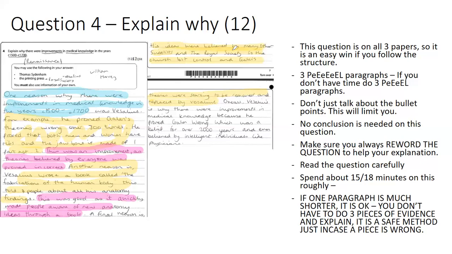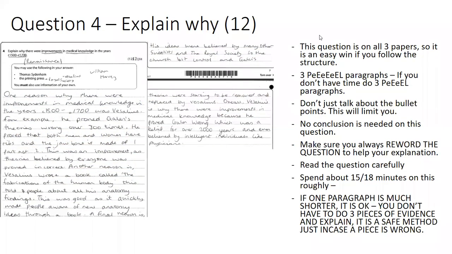Once again, they've reworded the question. Because he proved Galen wrong, which was a belief for over 2,000 years and even believed by intelligent individuals like physicians. Really clear response, gives point, evidence, explain. That's 1 paragraph out of 3. This is how you should be looking at doing your 12 markers as an effective form of structure.